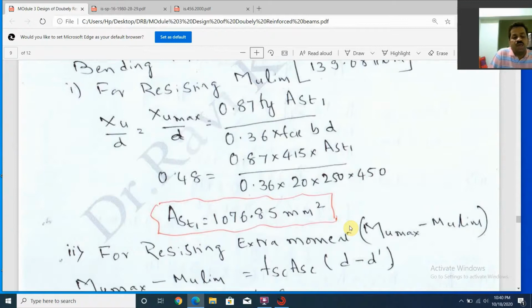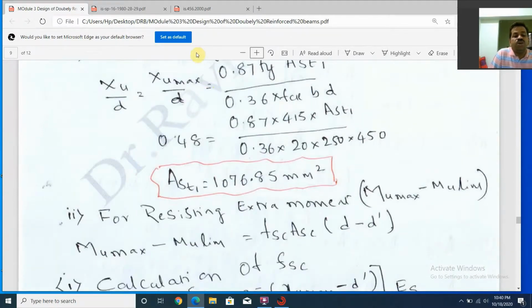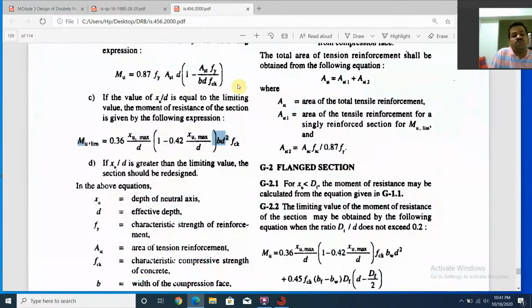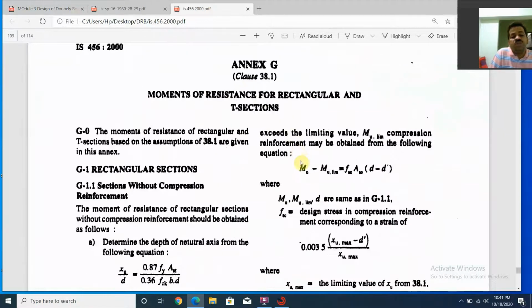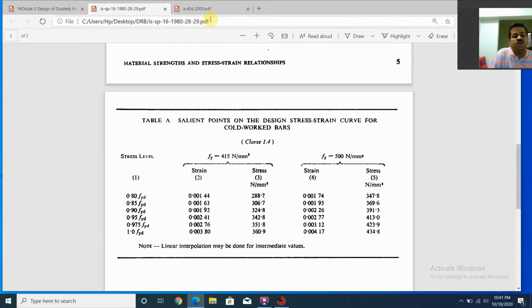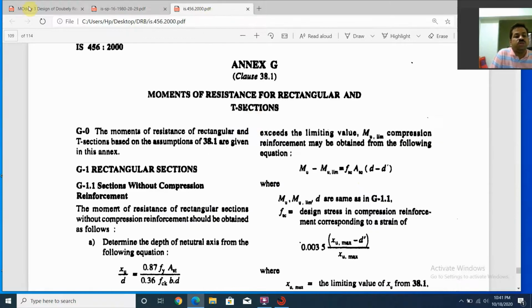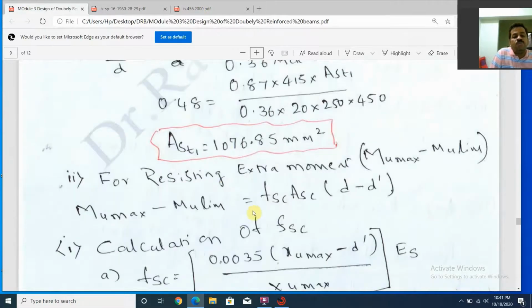So you will get 1076.85 mm squared. And later, for resisting the extra moment, you have the equation Mu max minus Mu limit is equal to Fsc into Asc into (d minus d dash). In case you forget the equation, it is there on page 96: Mu minus Mu limit is equal to Fsc into Asc into (d minus d dash). With that equation, substitute here. But we first have to find the value of Fsc.